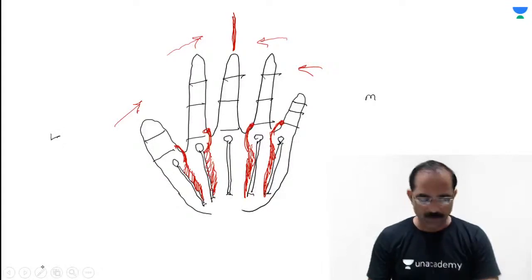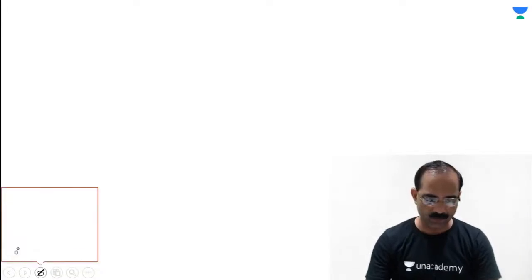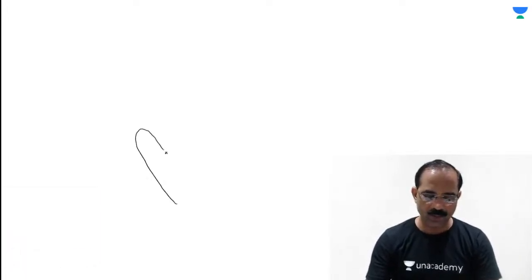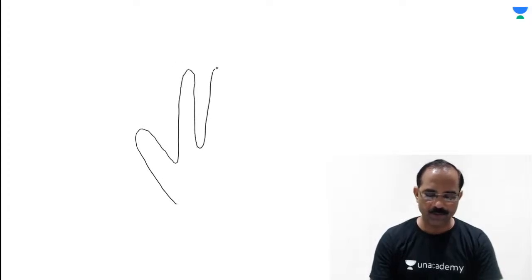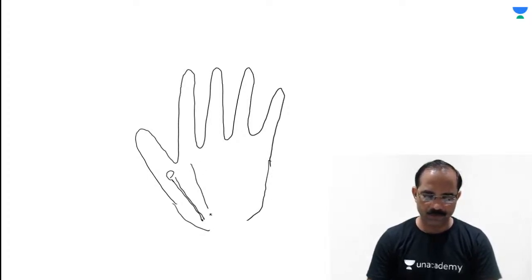Okay, fine. Now coming to the dorsal interossei. Just have a look here now. Dorsal interossei are said to be bipinnate muscles. Let me just draw this for you. So these are the metacarpal bones.